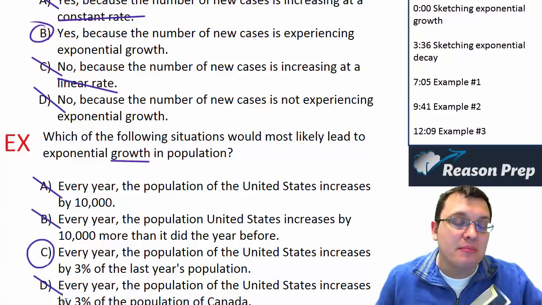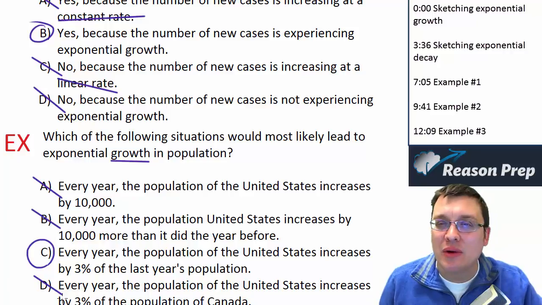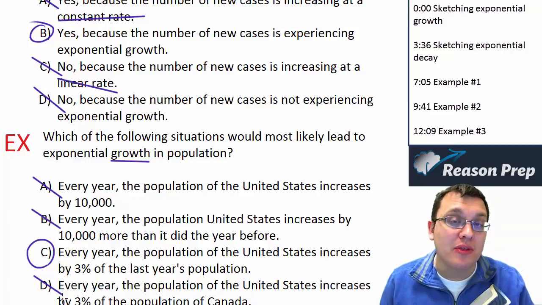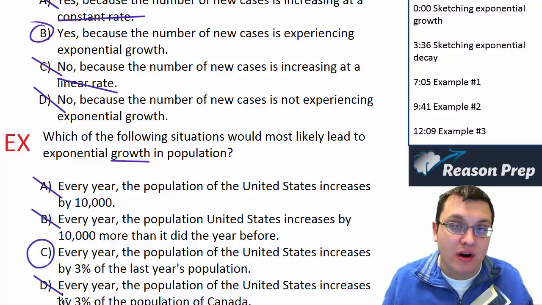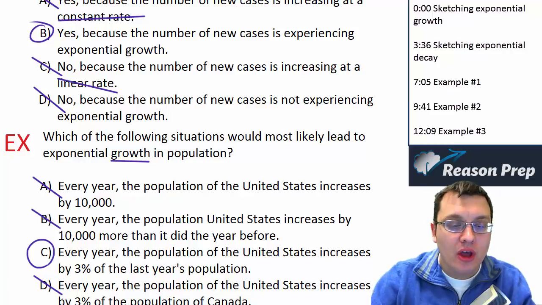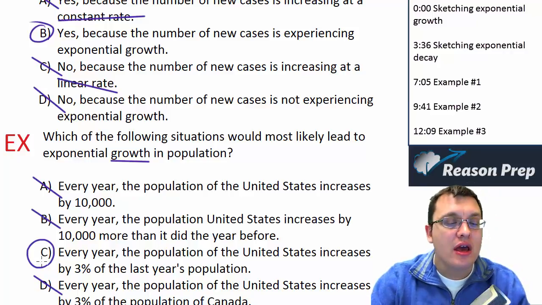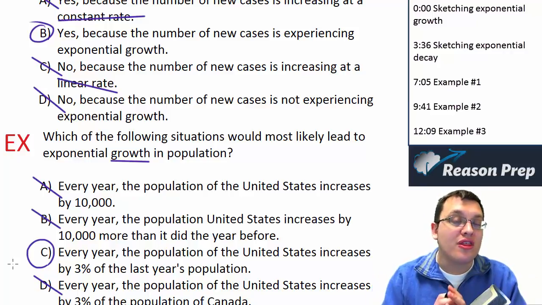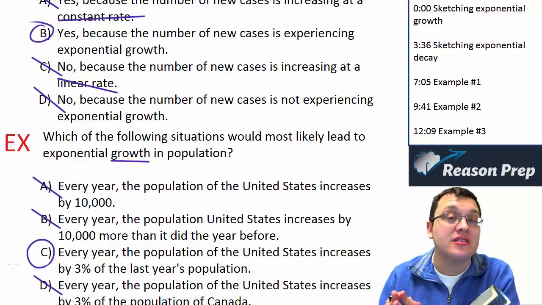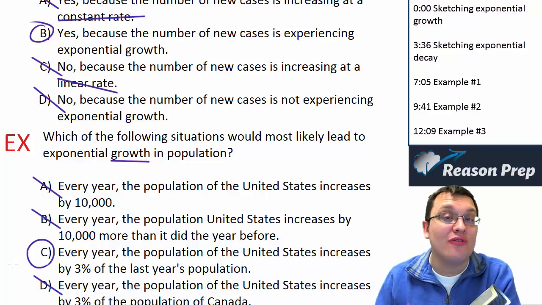This is a 3%, but it's 3% of the population of Canada. We have no idea what's going on with the population of Canada, so we have no idea whether or not this thing's actually growing exponentially. So the point of this question is to show you that exponential growth, another way to think about it, is when you have something increasing by a certain percent of itself every year.